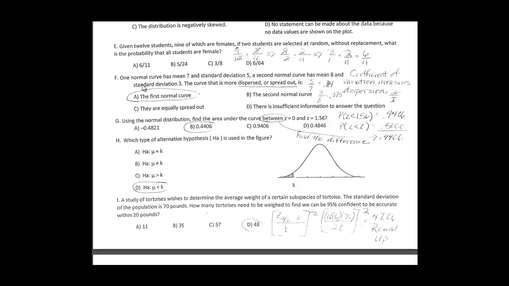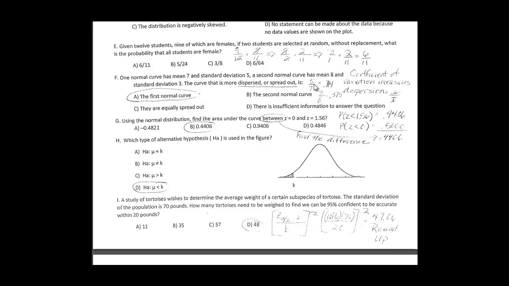For F, one normal curve has a mean of 7 and a standard deviation of 5, and a second normal curve has a mean of 8 and a standard deviation of 3. The curve that is more dispersed or spread out is, we need to decide which one. What they're getting at is the coefficient of variation is our measure of dispersion. So we covered this in chapter 3 if you want to go back and check that out. I think it was the last section in chapter 3. And really what you're doing is you're taking the standard deviation divided by the mean to calculate that coefficient of variation, or to get that measure of dispersion.